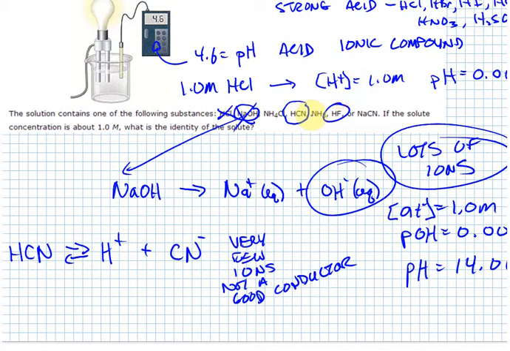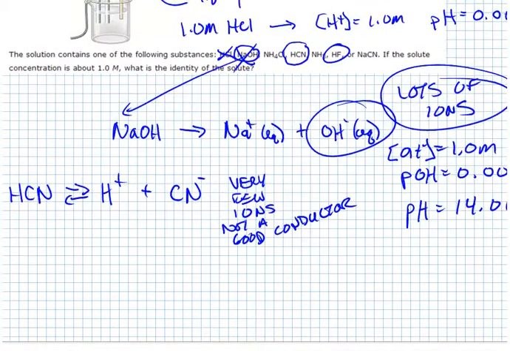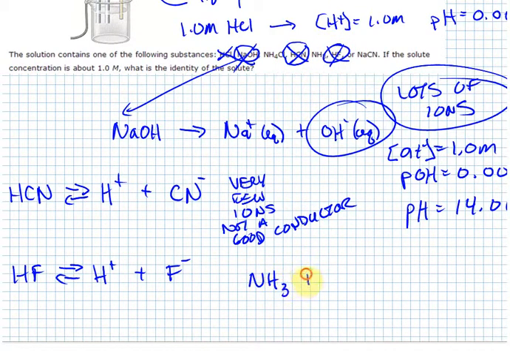Similarly for HF. HF and HCN would both fit in the same category. They are both weak acids. They could meet the pH requirement, but no way could they meet the conductivity requirement. Okay, so we can throw them out. Oh, let's take a look at ammonia. Ammonia, I hope everybody recognizes, is not a weak acid, but is a weak base.